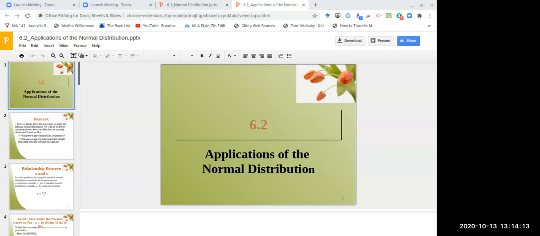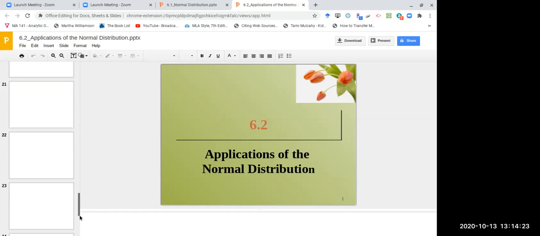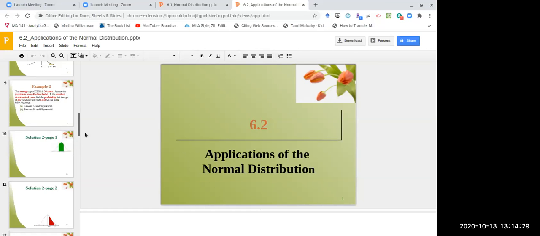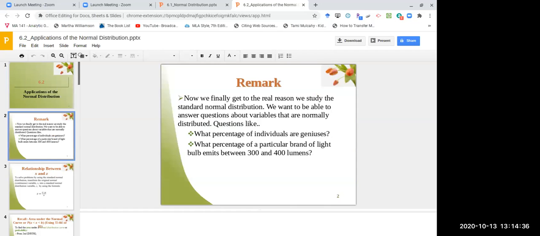Here we have 6.2, applications of the normal distribution. Now, this presentation has 26 slides, okay? So just know that the other one had 31, this has 26 slides. Let's see what this says.